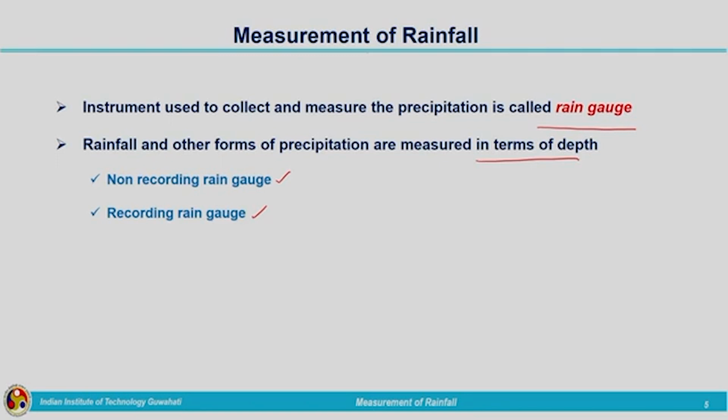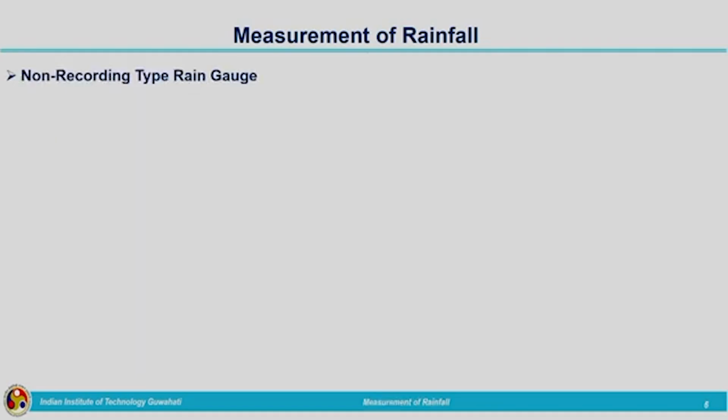The non-recording type of rain gauge we were using in earlier days, but now as the technology is advancing, we are making use of the recording rain gauges. The non-recording type is the most common type of rain gauge IMD, Indian Meteorological Department was using, but now the majority of these rain gauges have been replaced by the recording type, but we need to have an idea what a non-recording type of rain gauge is.